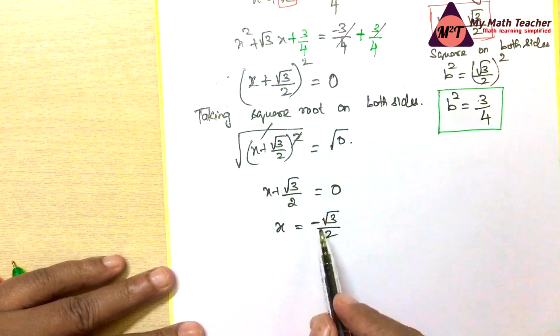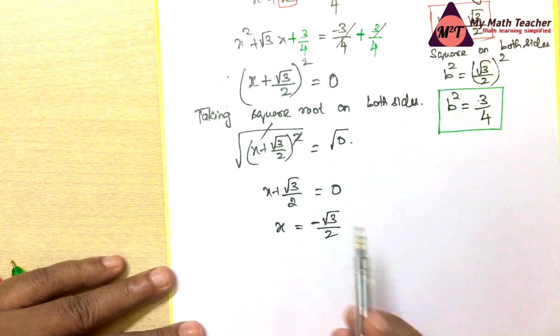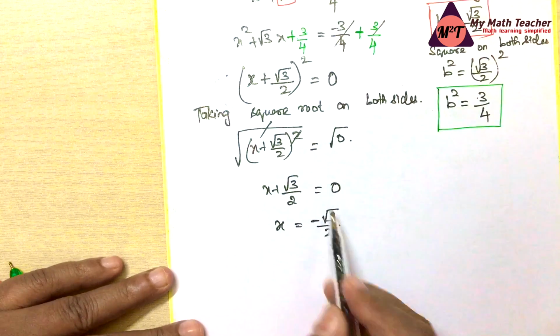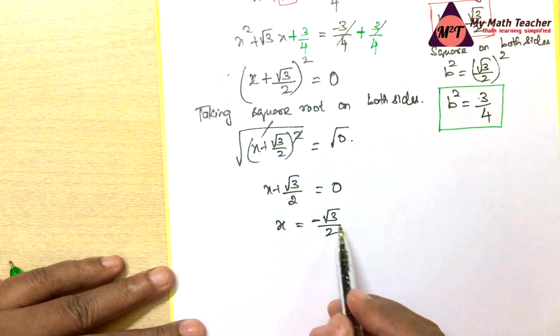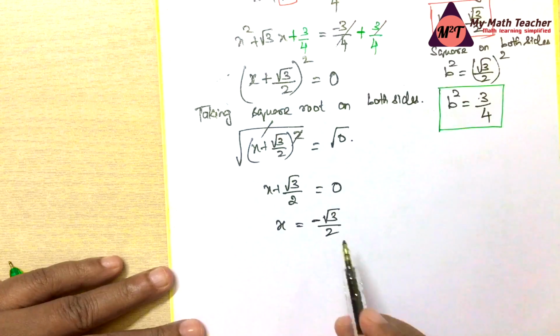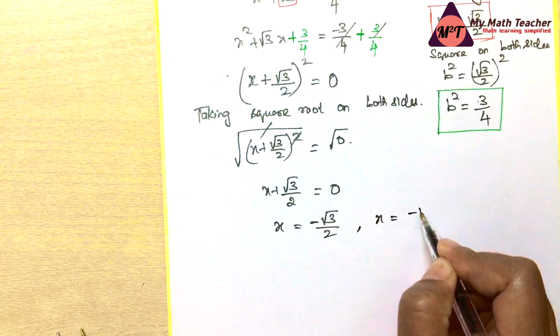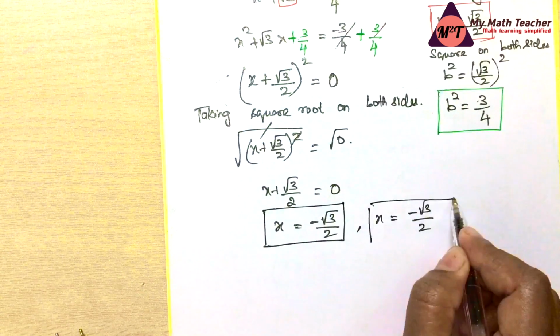Now here we don't have any positive and negative sign. We have only x is equal to minus root 3 by 2. It is not like the previous questions. We have finally got only this value. What is the meaning? x is having equal roots, which means x is having both the solutions as the same. x is minus root 3 by 2 and x is equal to minus root 3 by 2. It is having equal roots.